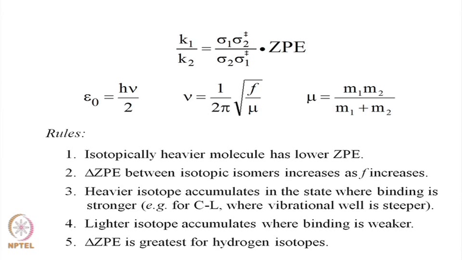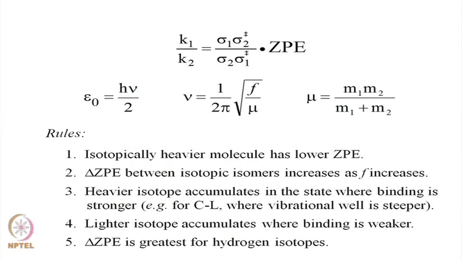So that means the isotopically heavier molecule has lower zero point energy. Delta ZPE between isotopic isomers increases as F increases. Heavier isotope accumulates in the state where binding is stronger. Lighter isotope accumulates where binding is weaker. And also delta ZPE, the difference in zero point energy, is greatest for hydrogen isotopes.